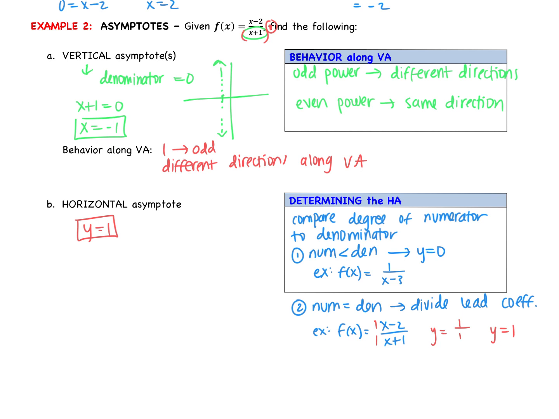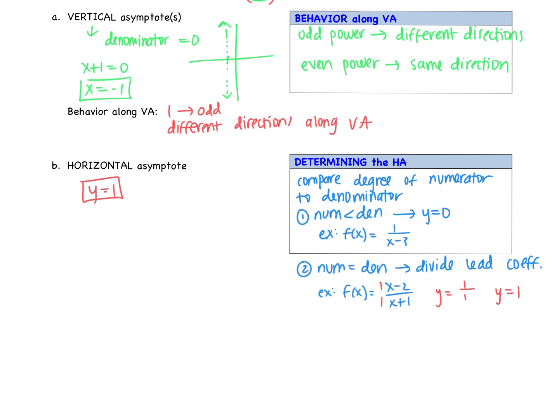Okay, so either the numerator is less than the denominator, the numerator is equal to the denominator, or the last case would be that the degree of the numerator is greater than the degree of the denominator. So that would be something like f of x is equal to x squared over (x plus 1). The numerator has a higher power than the denominator does. So in this case, there is no horizontal asymptote.